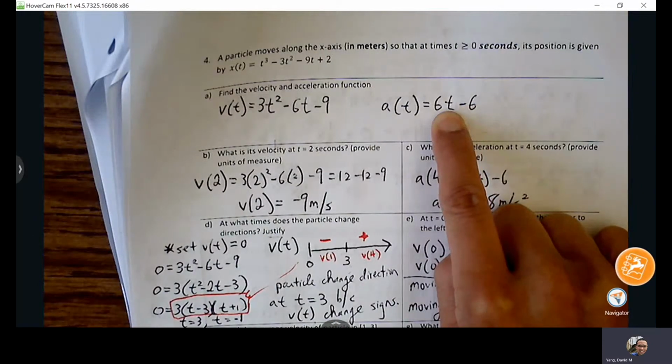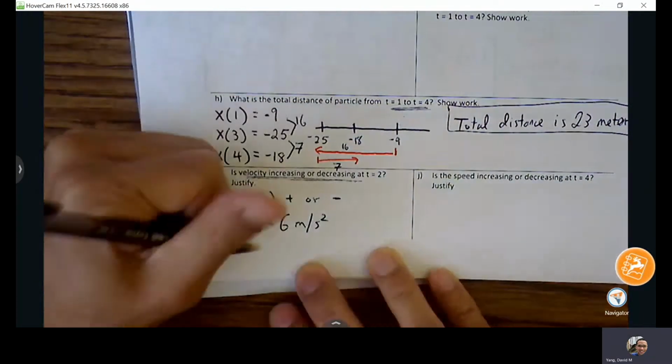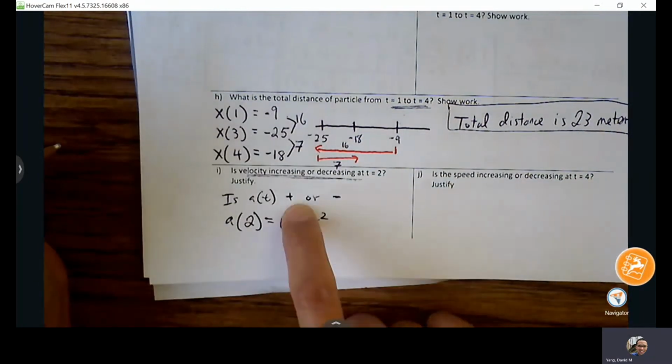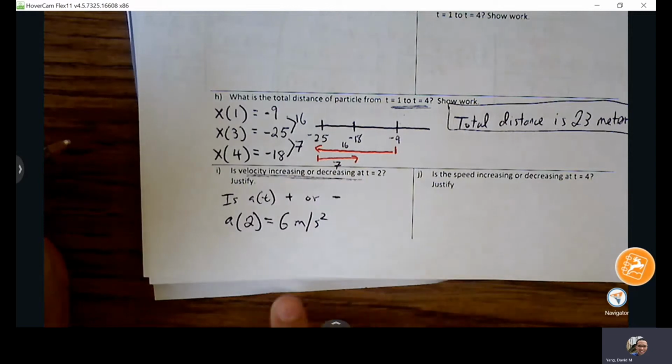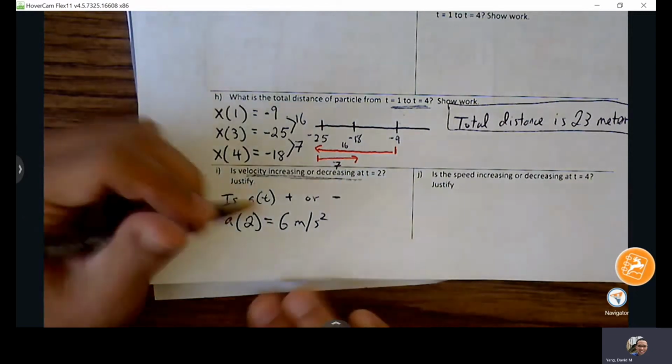That's 2 times 6. 12 minus 6 is 6. A of 2 is 6 meters per second squared. Therefore, that's a positive acceleration. Positive acceleration means velocity is increasing.